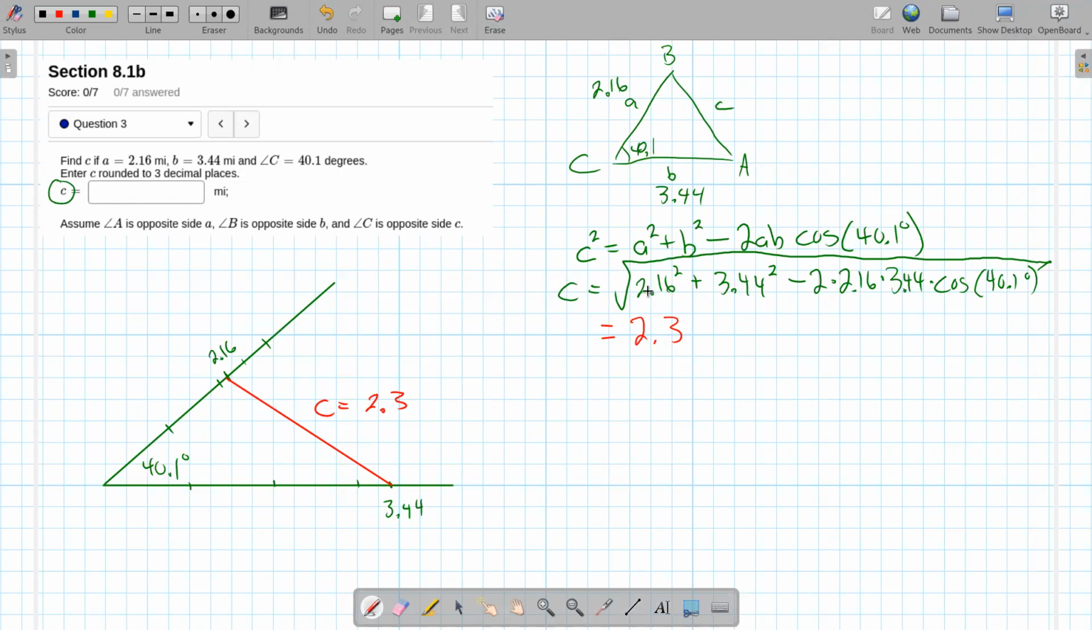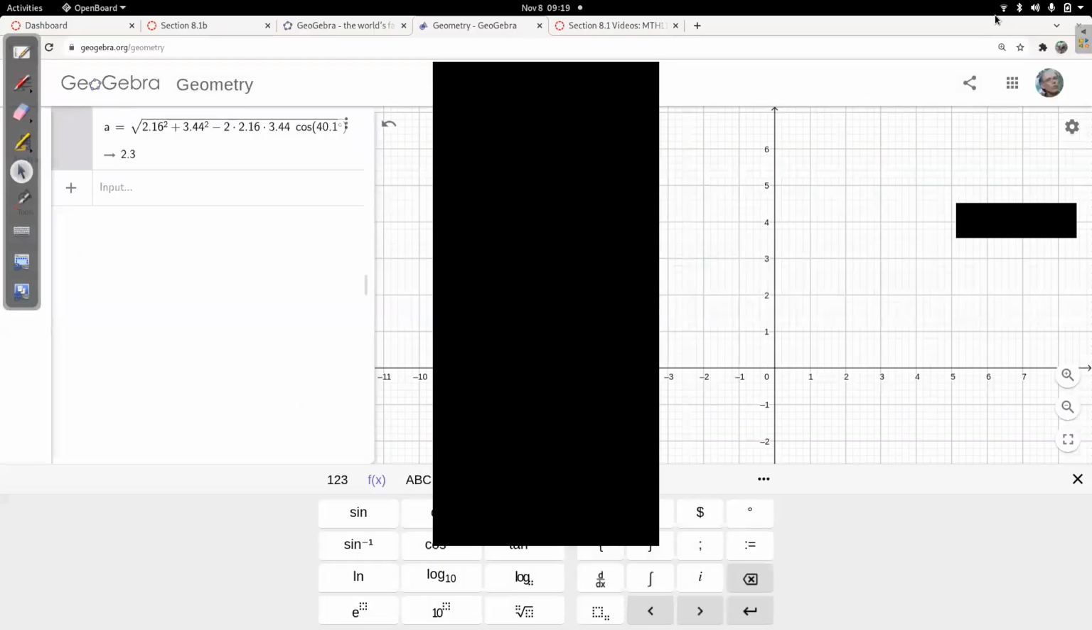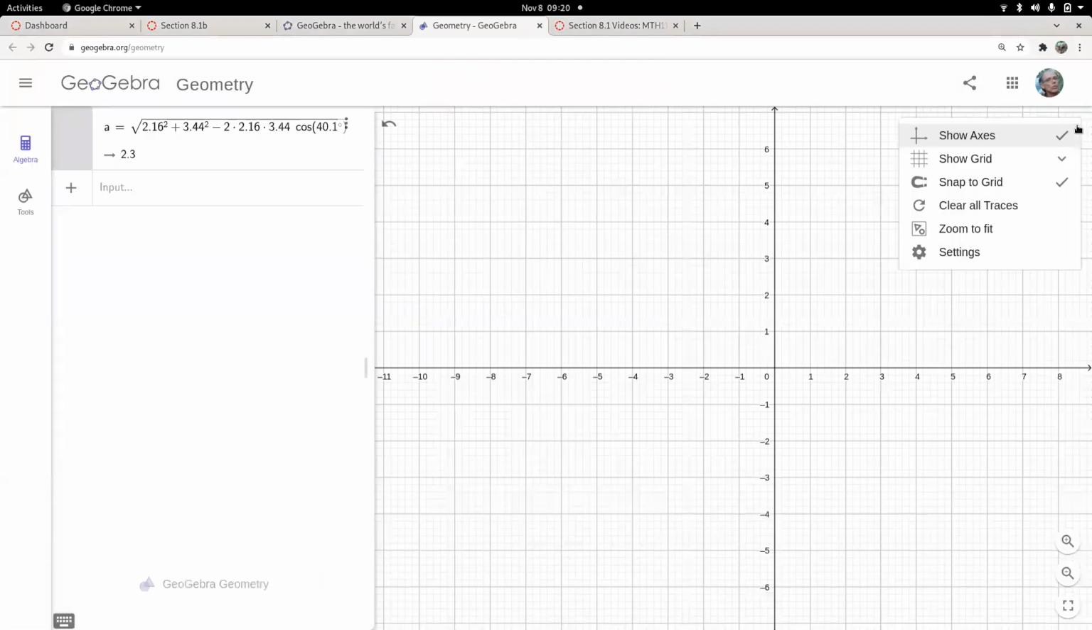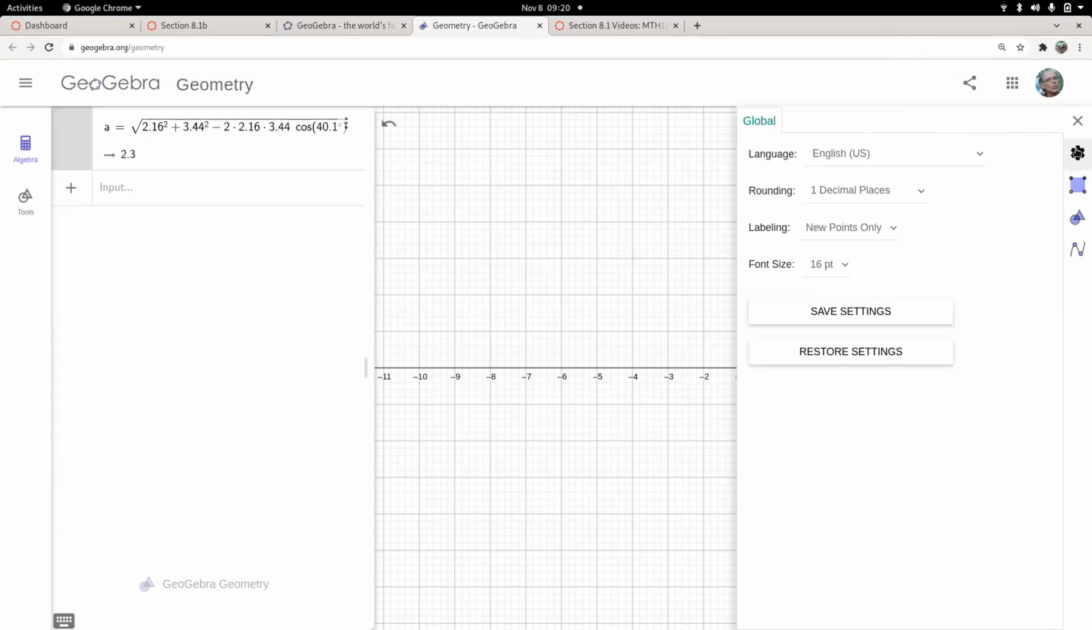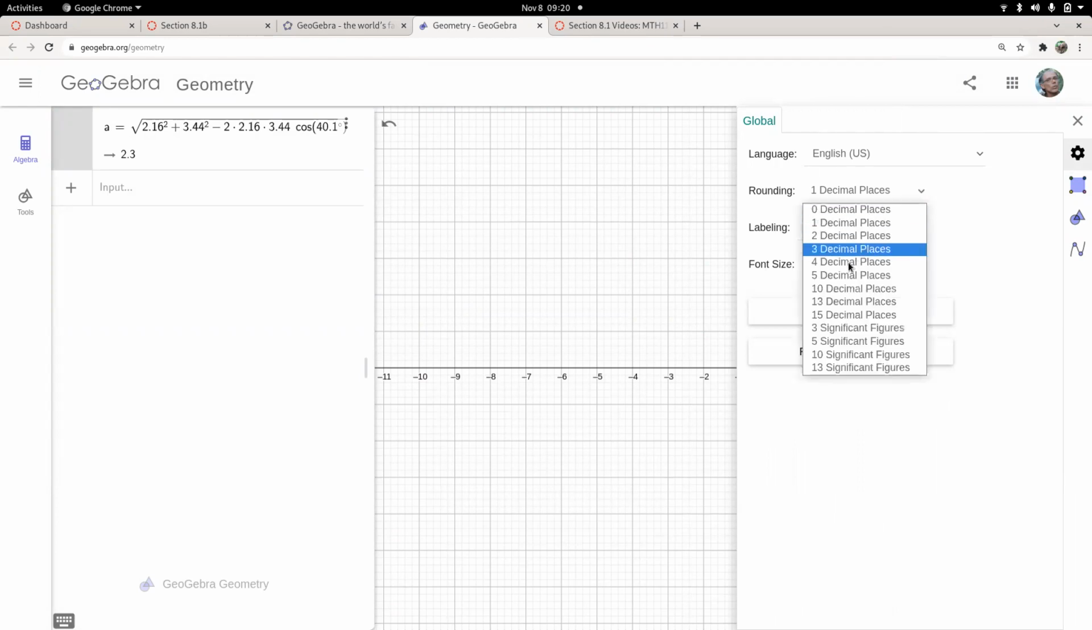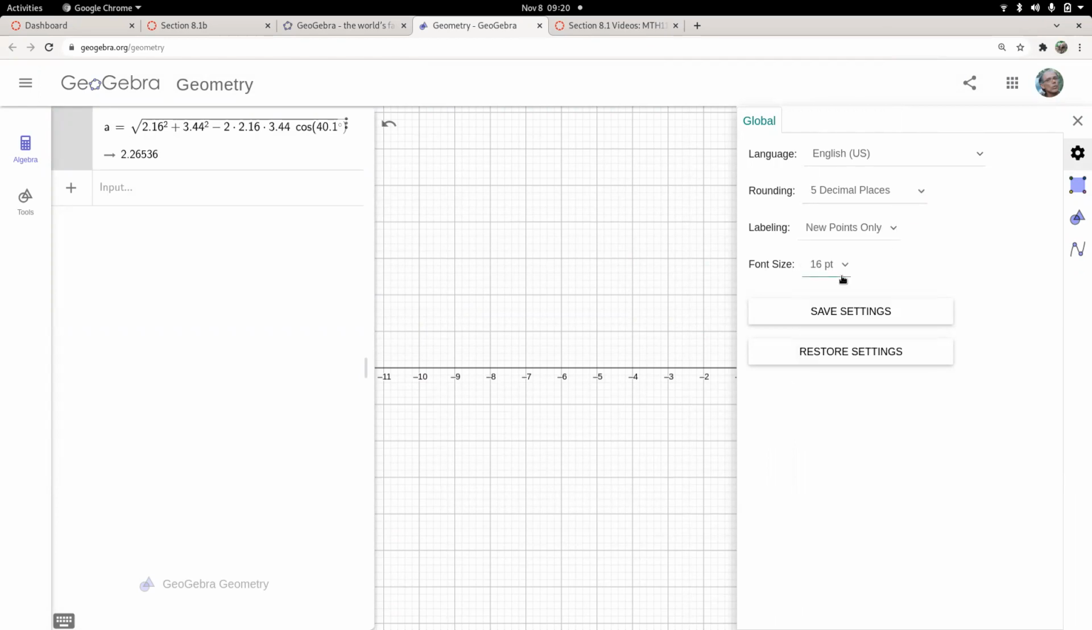Did I type things right? 2.16, 3.14, 3.44, 40.01. Let's see. Good, good, good, good, good. And then under the config here, under settings, I can adjust the number of decimals somewhere. Let's see here. 1 decimal place. Yeah, let's go out to 5 decimal places. 2.26536.